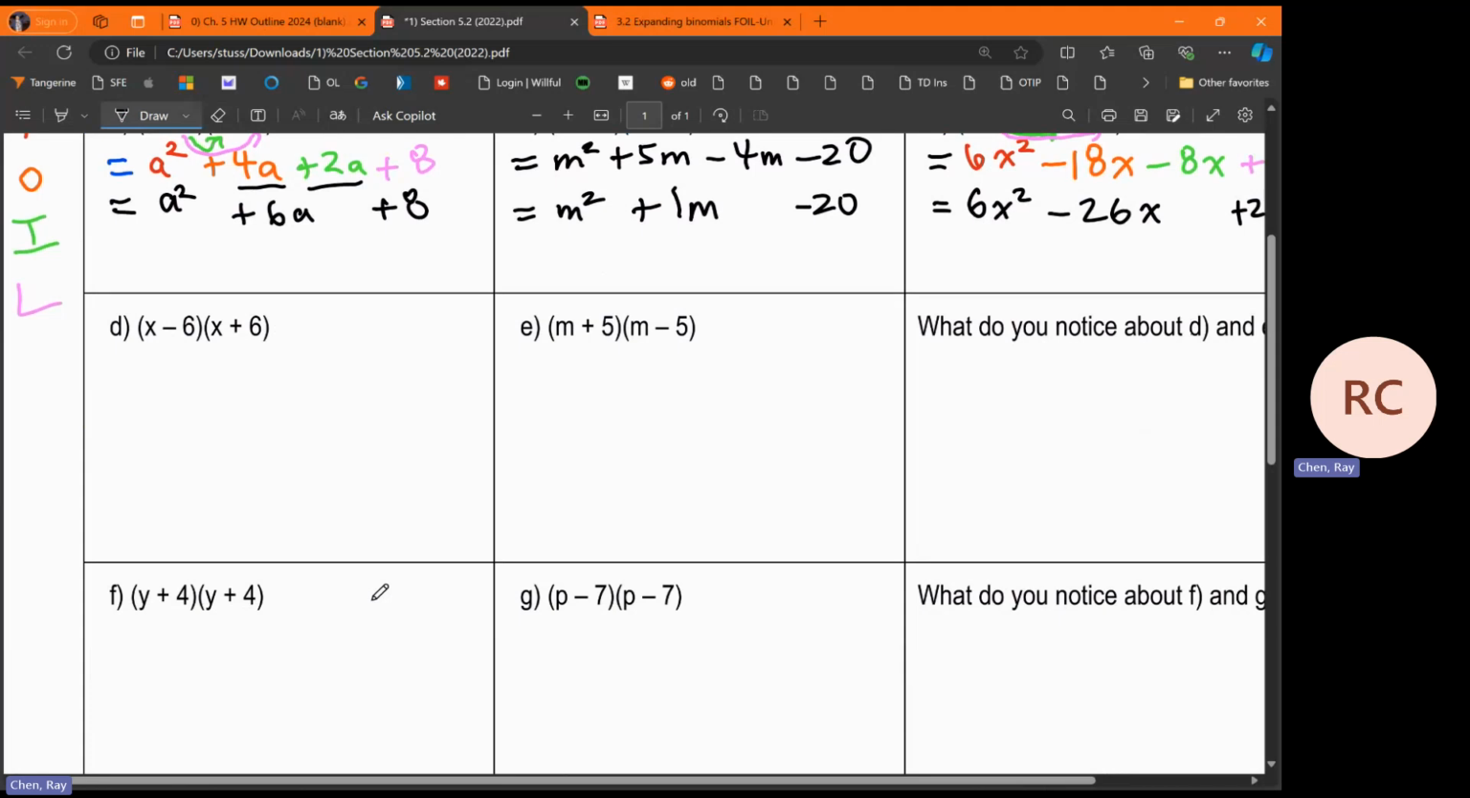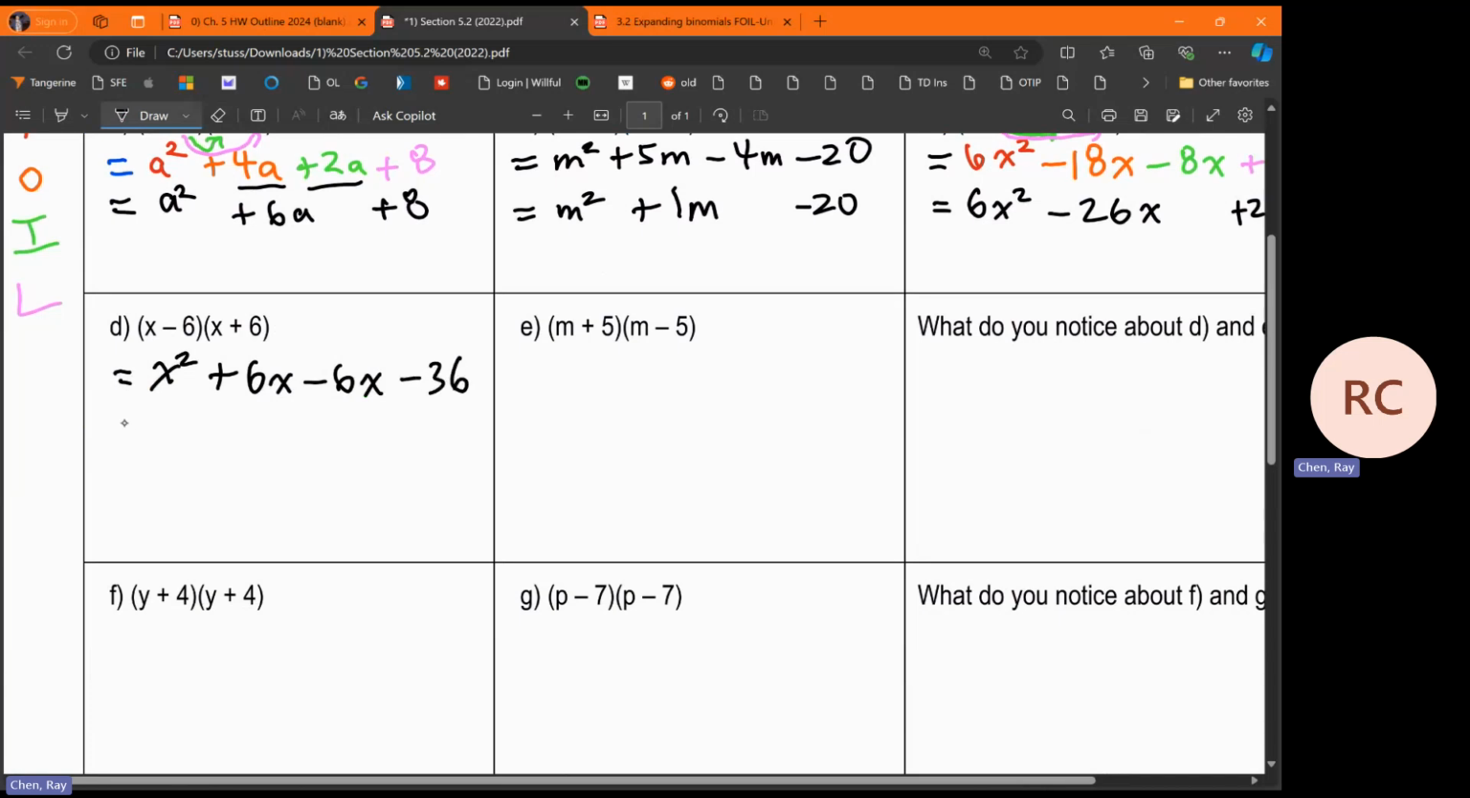Question D. What we have is x times x squared, x times positive 6, positive 6x. Let me just fix that so it's a bit cleaner. Much better. Negative 6 times x, negative 6x. And negative 6 times positive 6, negative 36.